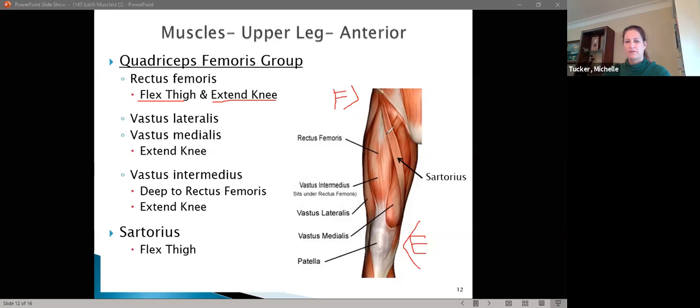If we take rectus femoris out of the way, then we can see all three vastus muscles. Unless you cut rectus femoris out, you can't see vastus intermedius because it's deep to it. But if we were to remove rectus femoris, we would have vastus medialis, vastus intermedius underneath, and then vastus lateralis. So do make sure that you're getting your medial side and your lateral side correct.